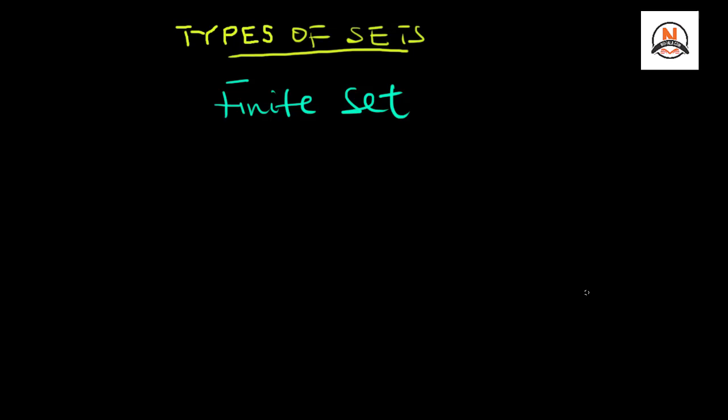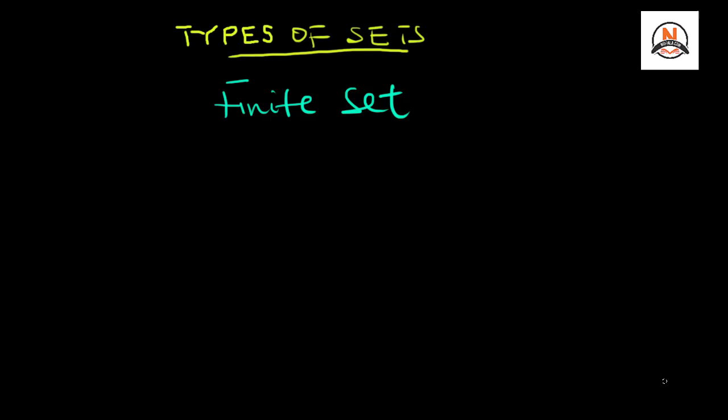Since we know the exact number of elements in that set, we say the set is a finite set. The null set is also a finite set. Why do we say that? Because it also has a definite or an exact number of elements.